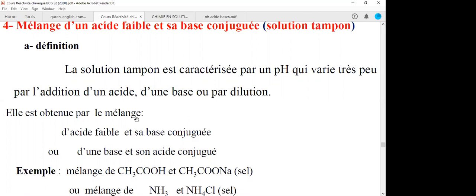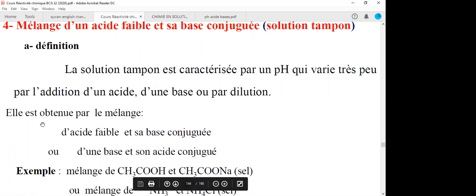Sorry, let me repeat my statement. When you're dealing with acids and bases and you add some water, the concentration changes, meaning that the pH is going to change. But in the case of a solution tampon, regardless of the quantity of water that you add, the concentration is going to change, but the pH is not going to change. You are going to see why the change in concentration does not influence the change in pH.